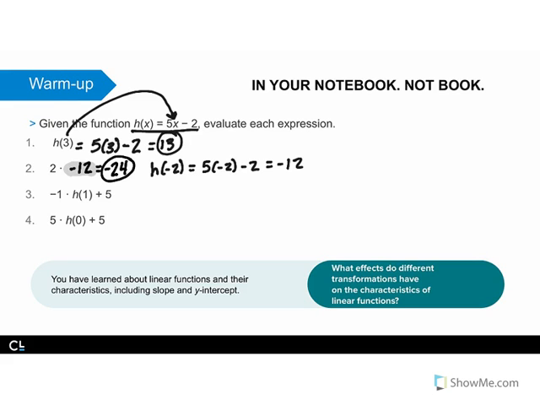Okay, we're going to do the same thing on the next part. You're going to ignore these other pieces, and we're going to find h of 1 first. So h of 1 is 5 times 1 minus 2, which is 5 minus 2, which is 3. Now we're going to fill that in. So right here, instead, we have 3. Whoops. So we've got negative 1 times 3, which is negative 3. Negative 3 plus 5 is 2.